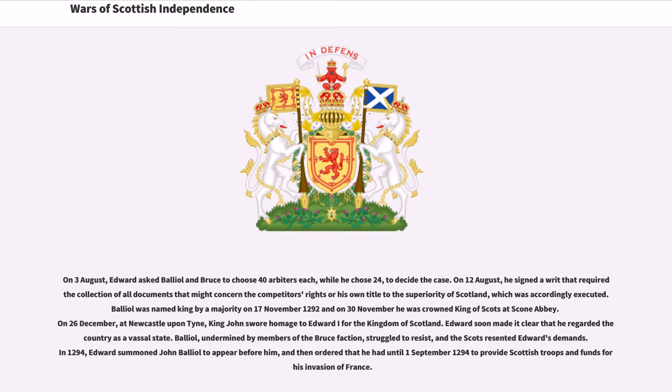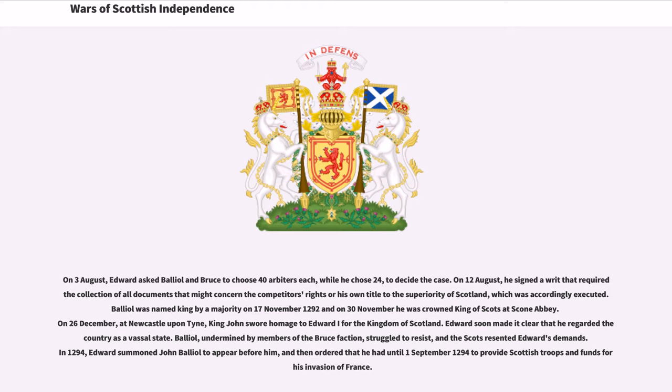Balliol was named king by a majority on November 17, 1292, and on 30th of November he was crowned King of Scots at Scone Abbey. On 26th of December, at Newcastle upon Tyne, King John swore homage to Edward I for the Kingdom of Scotland. Edward soon made it clear that he regarded the country as a vassal state. Balliol, undermined by members of the Bruce faction, struggled to resist, and the Scots resented Edward's demands.